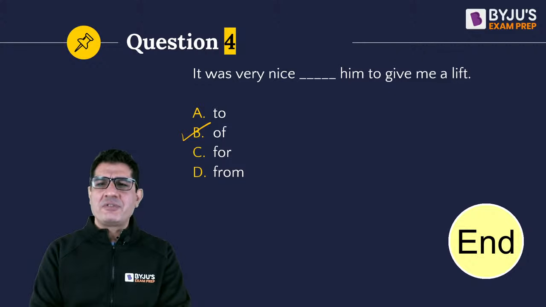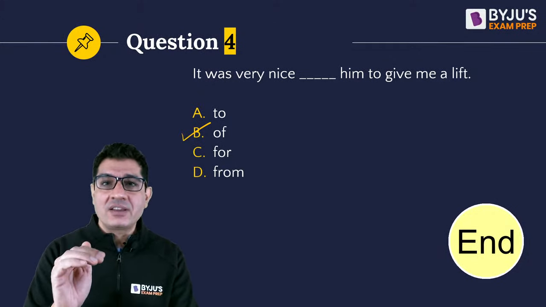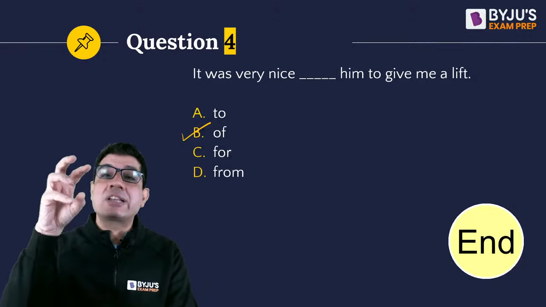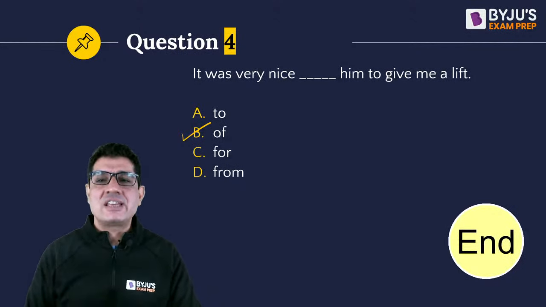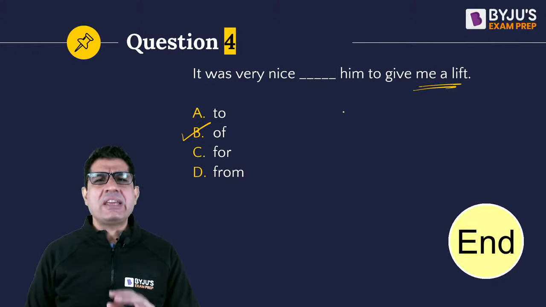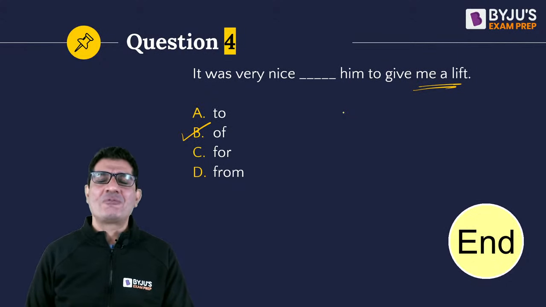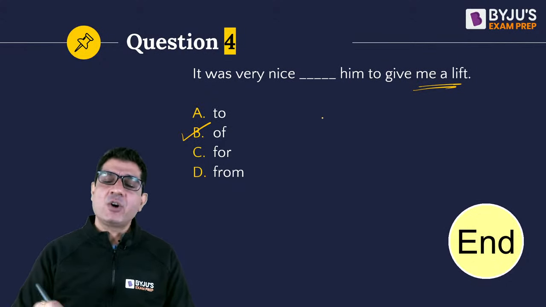Not really, Muskan. We cannot use for. Won't make any sense. It was very nice for him. So if you say nice for him, it means that there was something that was favorable for that person. Here we are saying that that person offered me a lift. So it was very nice of him. It was very kind of him. It was very helpful of him. So that is why of.